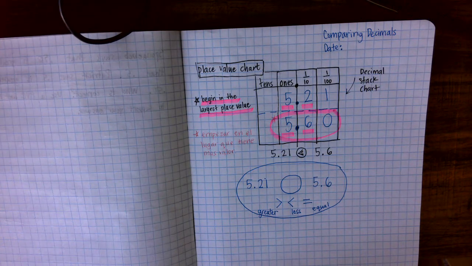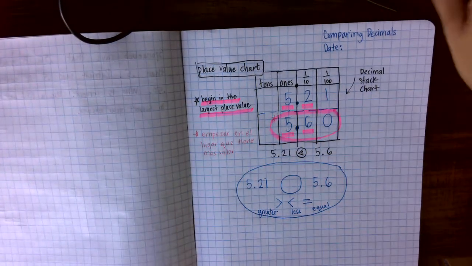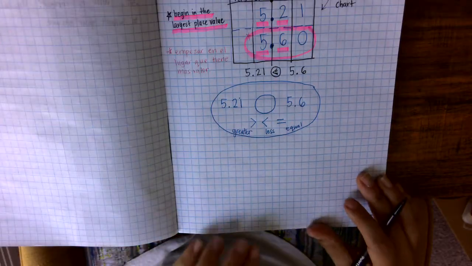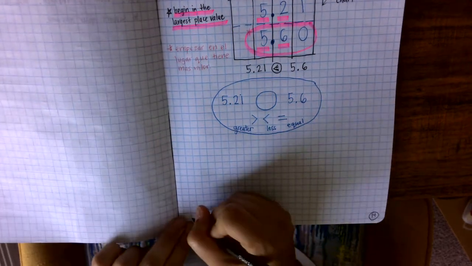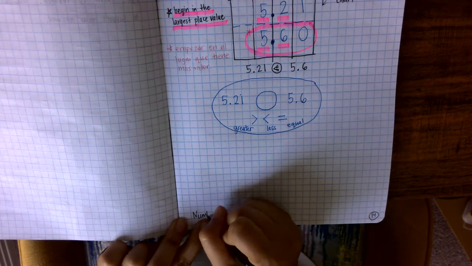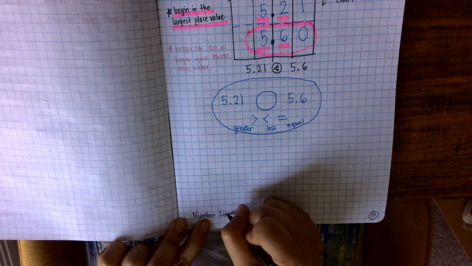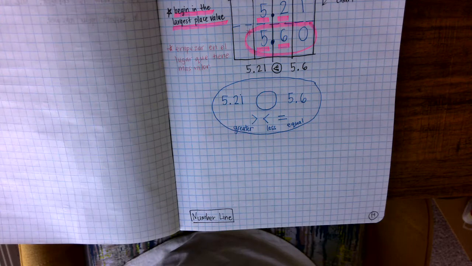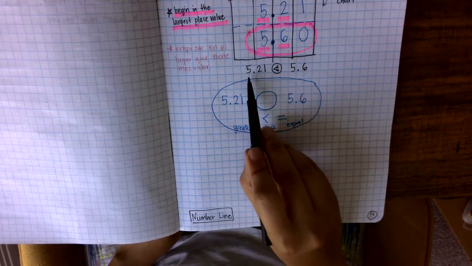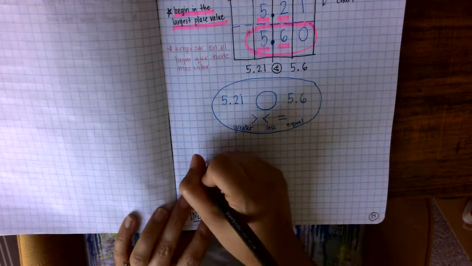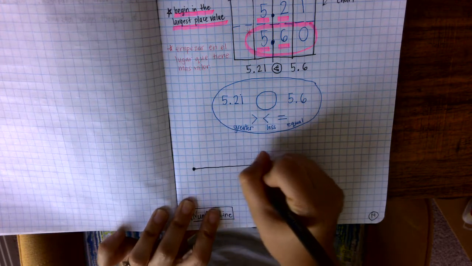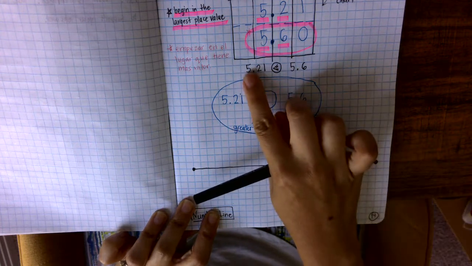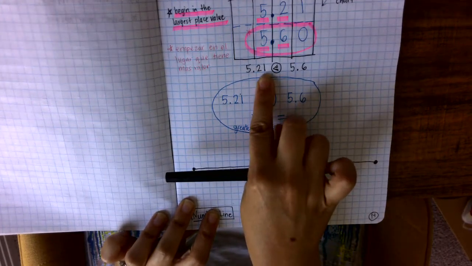There's another way to compare as well. The next way to compare is using a number line. So using this number line, we can see which one is greater on the number line. Right away, I have whole numbers here. So my number line usually begins with 0. It cannot begin with 0 because these are whole numbers, and in between are decimals.